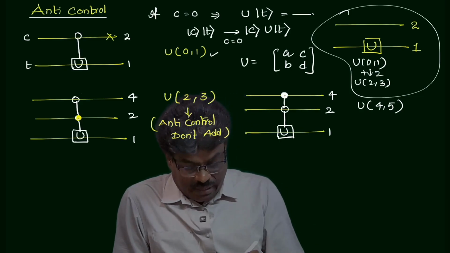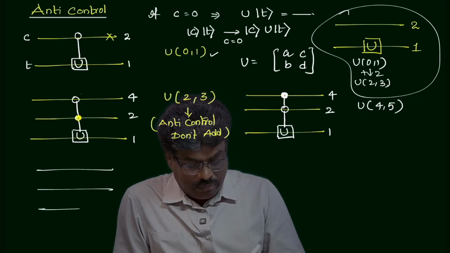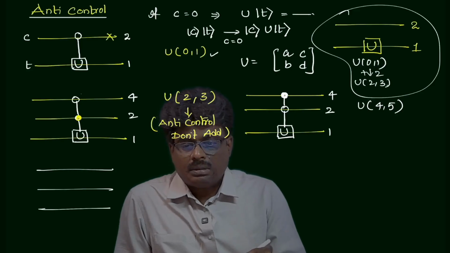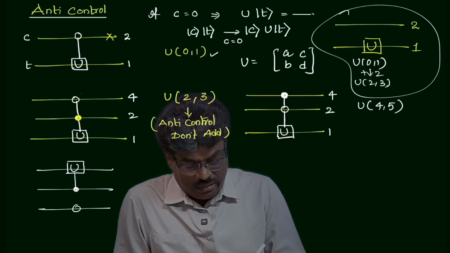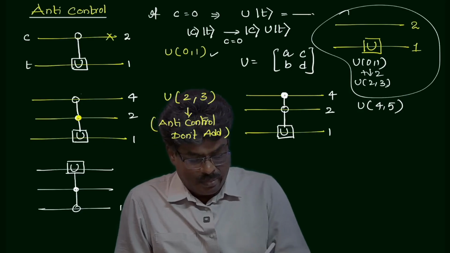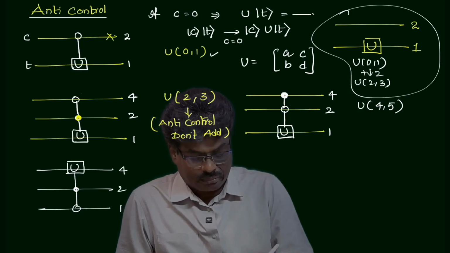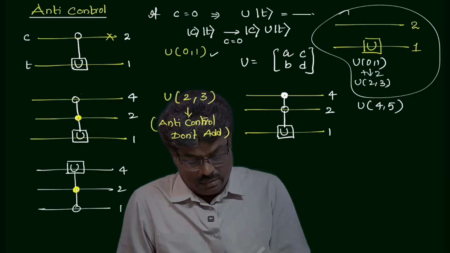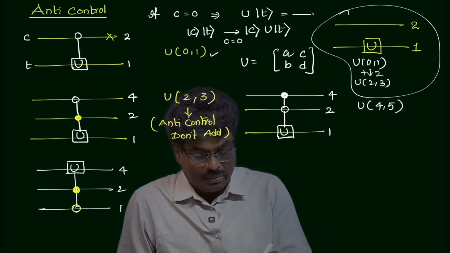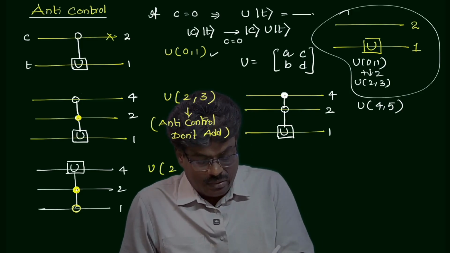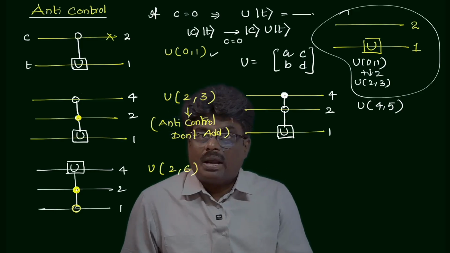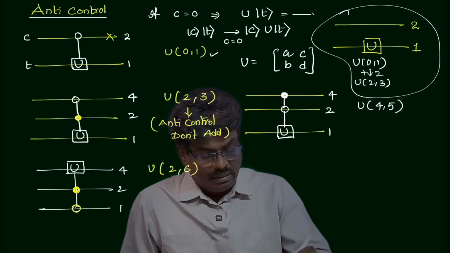So take some more examples, and let us take here we have U and this is control and this is anti-control. 1, 2, 4. So this is U of 2 to 4. So that's why 2 comma 6 and don't add 1. That's it. Next take one more.